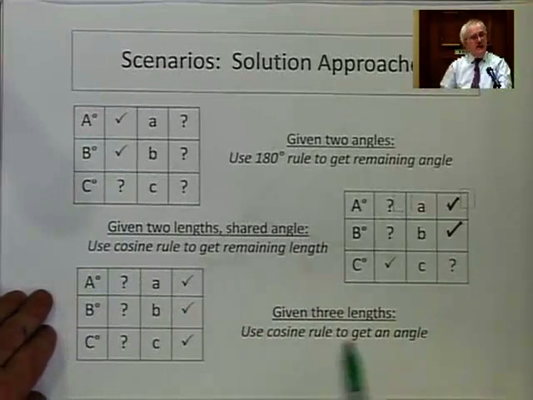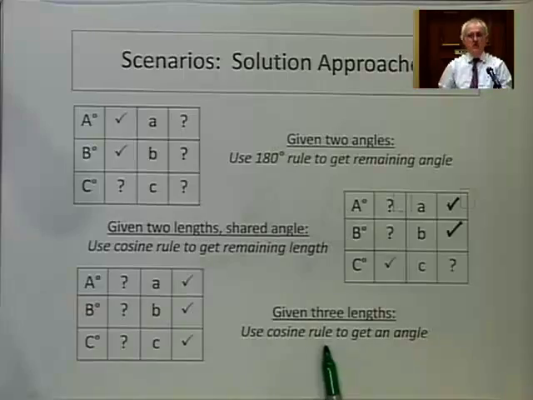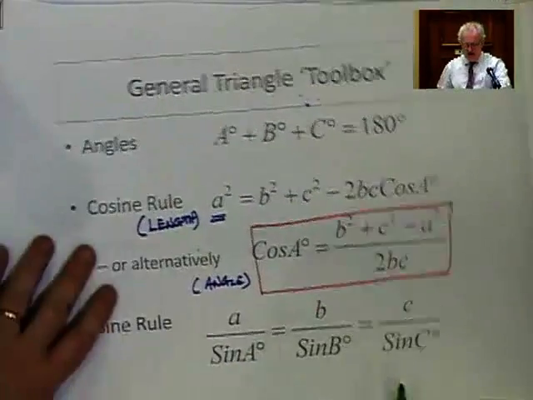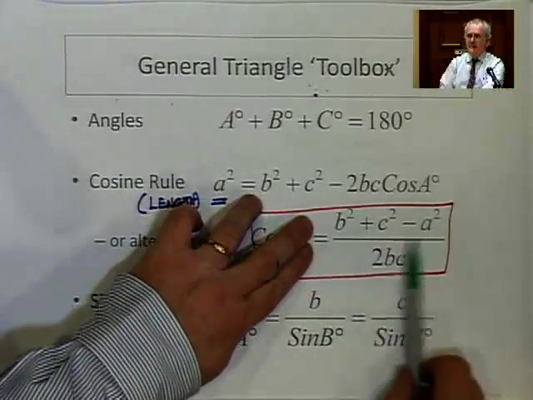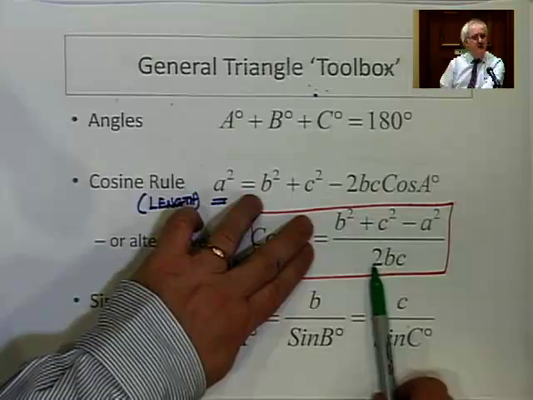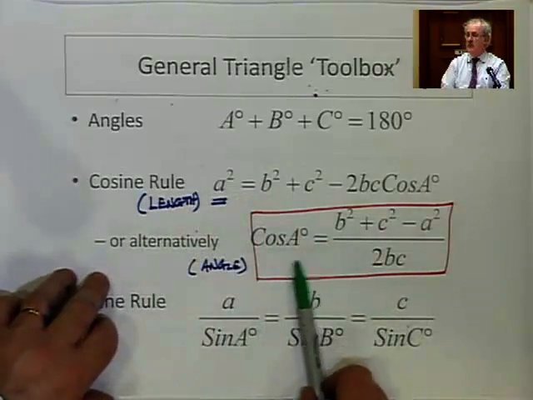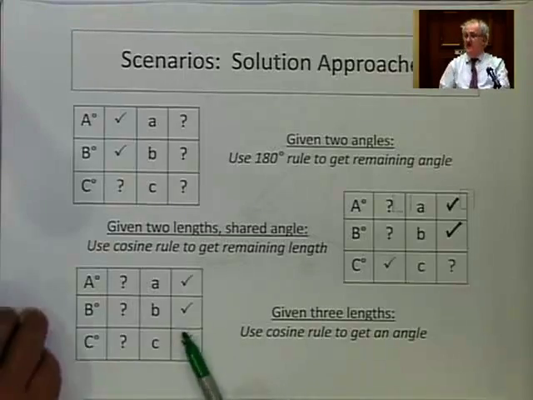If you're given 3 lengths here, A, B, and C, you don't have any of these, where do you go? Well, you might look at this one and say, but I don't have to know an angle because they're all lengths. And if they're all on the right-hand side, the B, the C, and the A, I can get the cosine of the angle, so I can start. So that's useful for the cosine to get an angle.